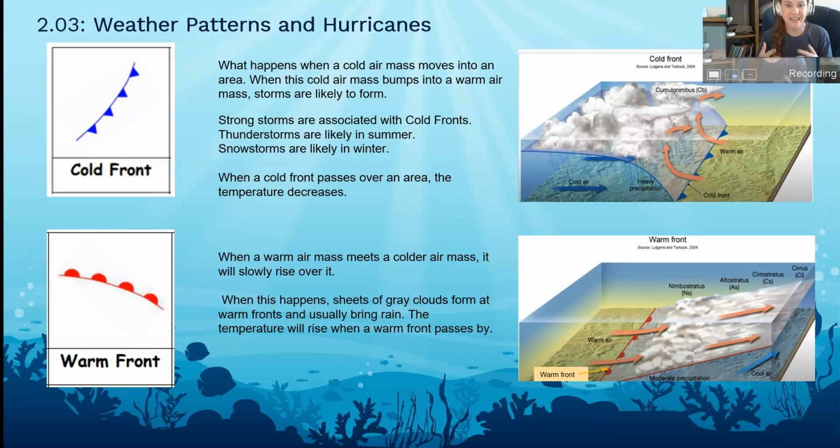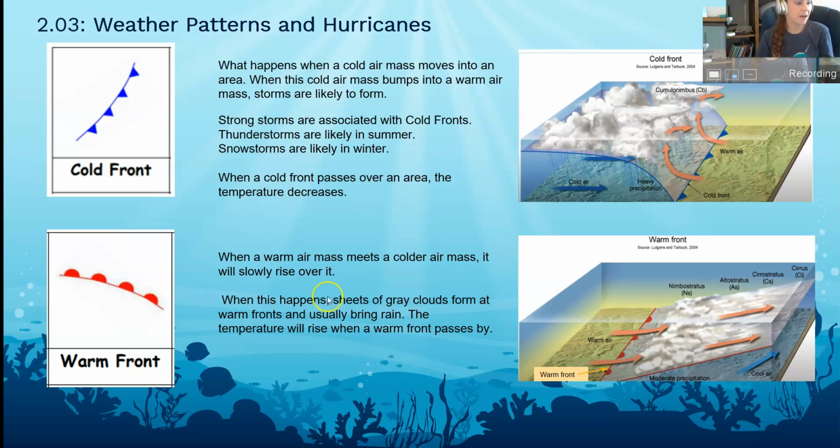Remember what we've learned in previous lessons. Cold fronts, gases and liquids, they're more dense. So when the cold, dense air bumps into the warm air, the less dense air will rise above it. So that warm air is going to rise above it. And that's where you see those clouds here in the picture. Thunderstorms are going to occur along this boundary line, okay?